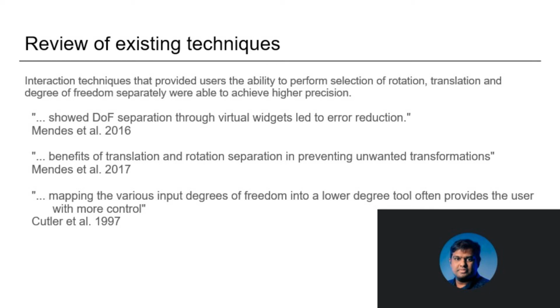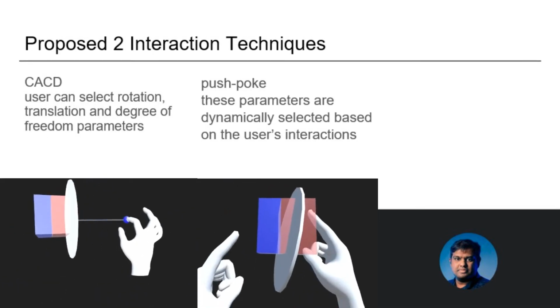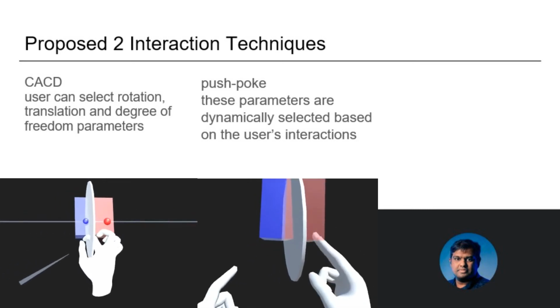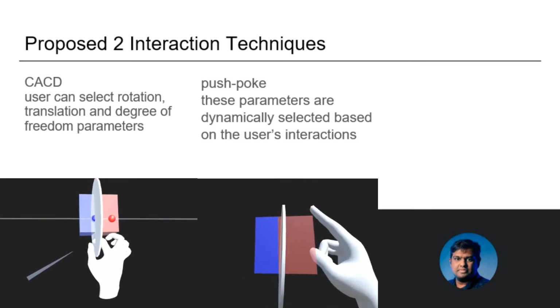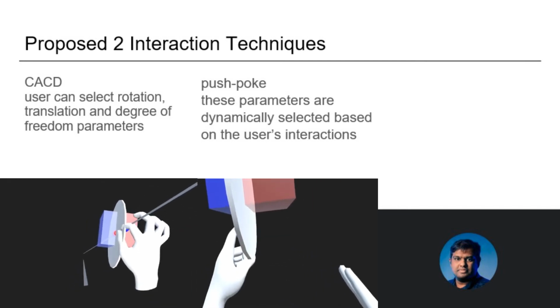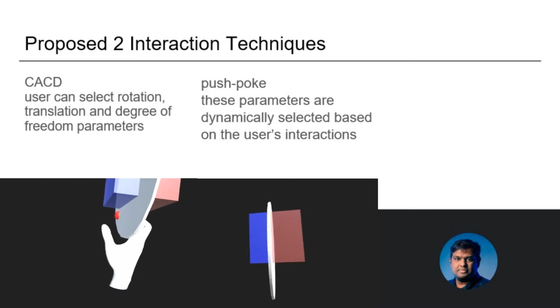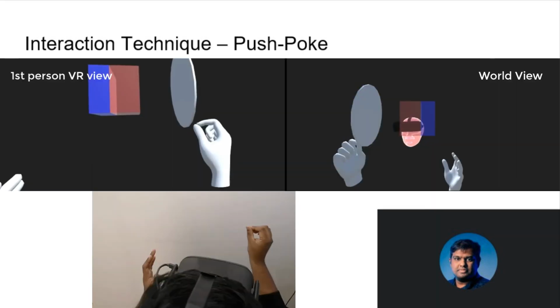Literature review revealed that interaction techniques that provided users the ability to perform selection of rotation, translation, and degree of freedom separately were able to achieve high precision. So we designed two interaction techniques with two different approaches for dealing with noisy hand tracking. One, the users can select these rotation, translation, and degree of freedom parameters. Or two, these parameters are dynamically selected based on users' interaction.